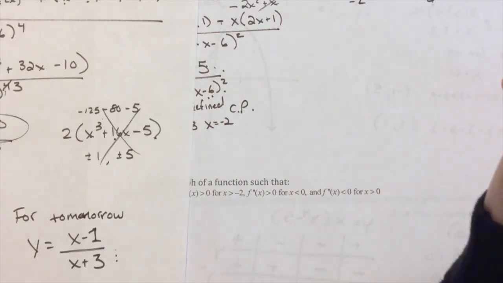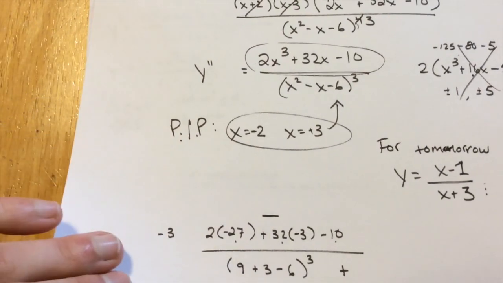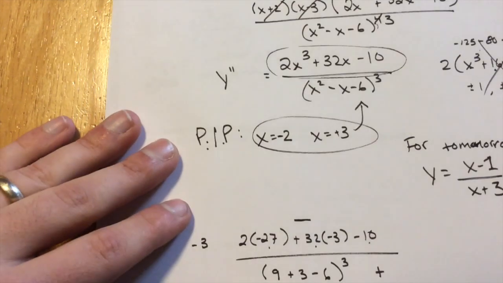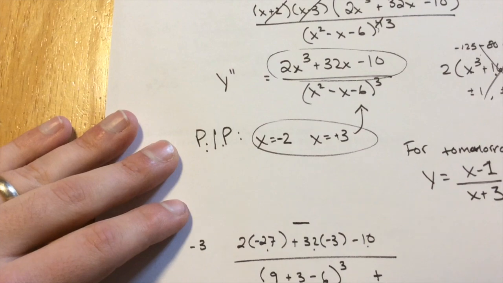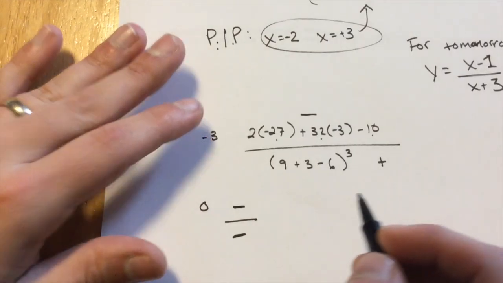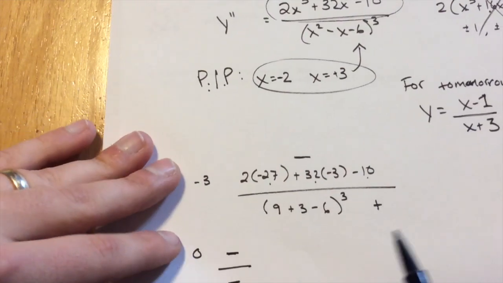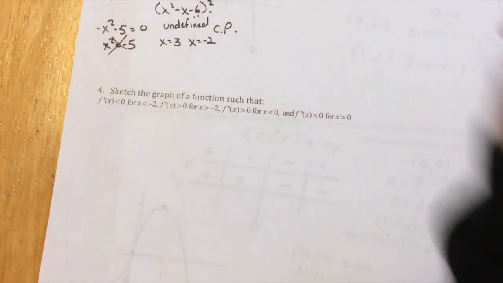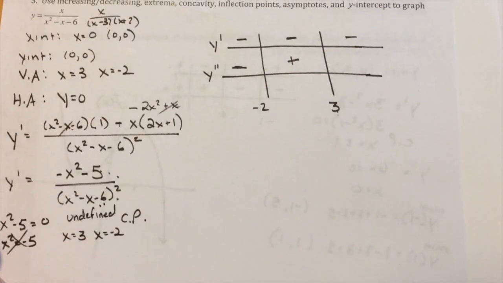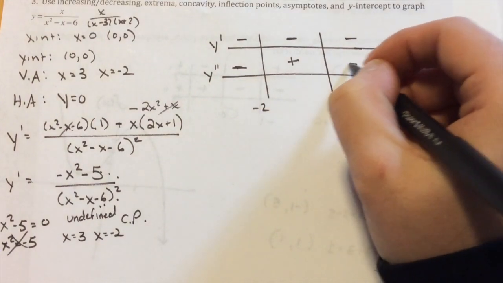In between negative 2 and 3, if I plugged in 0, I get negative over a negative. Sorry, let's put that on screen. If I plug in 0 up here, I get negative over a negative, which is a positive. So that tells me my concavity. And then to the right of 3, I believe I'm going to get another negative.